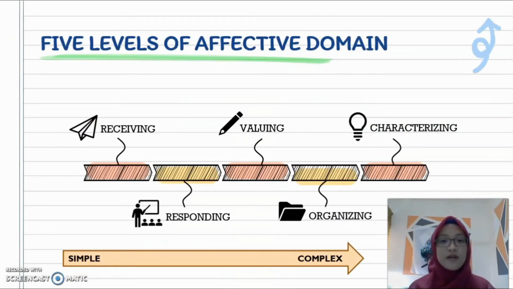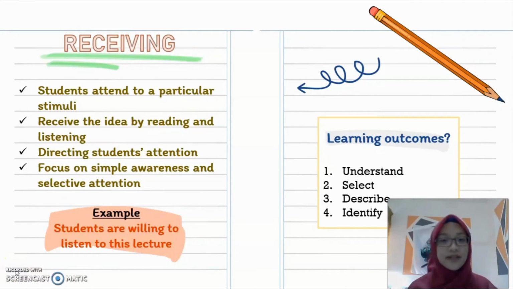We have 5 levels or stages of affective domain. The levels that we are going to discuss right now are receiving, responding, valuing, organizing, and characterizing. Receiving is the simplest level among the others, before moving to the other stages until characterizing, which is the most complex level. Now we begin with receiving level.